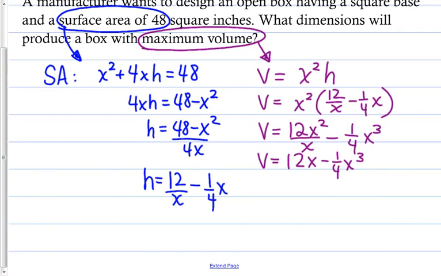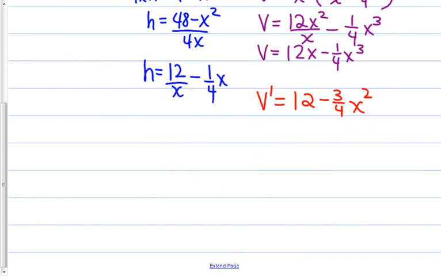All right, so derive it. You know what? Let me do it in another color. I'm going to go ahead and derive my volume. So 12 minus 3/4 x squared. Take your derivative. Find your x's by setting it equal to 0.